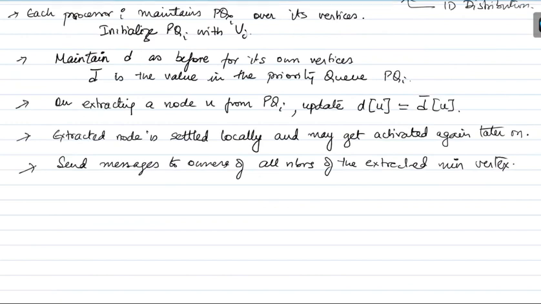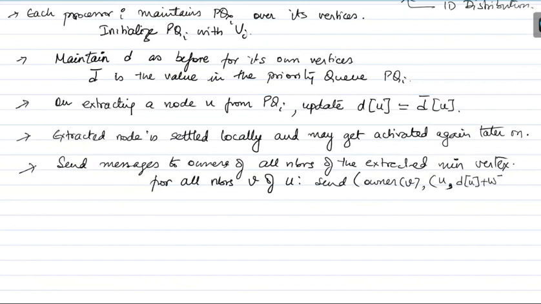So what do I send to a neighbor? Let's say I have extracted U, and then I look at all neighbors of U. Let me rewrite this properly. For all neighbors V of U, who are we going to send to? We are going to send to the owner of V. And what is the value we are going to send? We are going to send that U is the vertex from which I'm trying to reach V, and the distance I have via U is D of U plus W of UV. I can just say (U, V), the edge, source and destination, and this is the tentative distance.